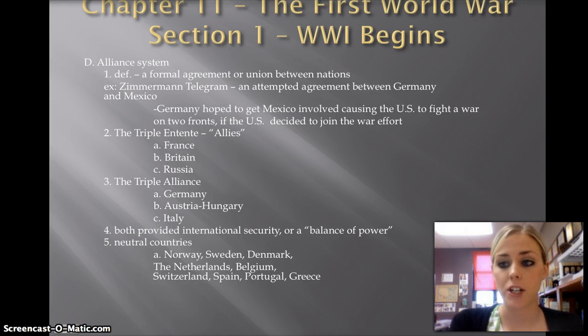The alliances provided a measure of international security because nations were reluctant to disturb the balance of power. A telegraph from the German foreign minister to the German ambassador in Mexico, though, helped prove different. The Zimmermann note, which was intercepted by British agents, proposed an alliance between Mexico and Germany and promised that if war with the United States broke out, Germany would support Mexico in recovering lost territory in Texas, New Mexico, and Arizona. Germany hoped to get Mexico involved, causing the United States to not only join the war, but have to join the war fighting on two different fronts.